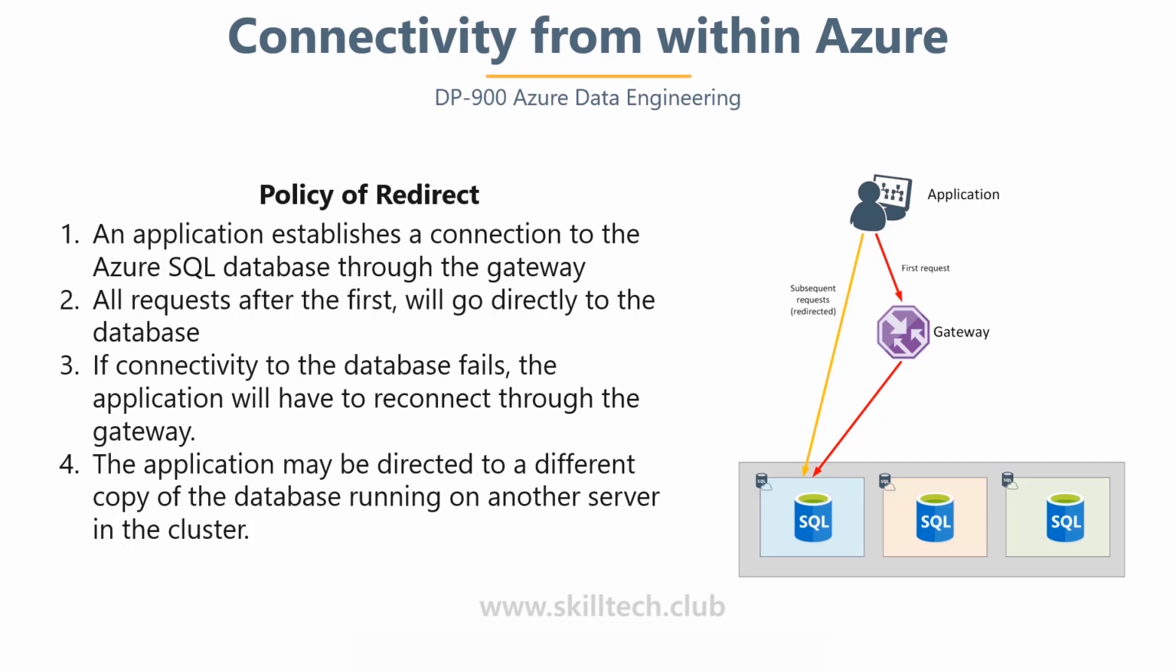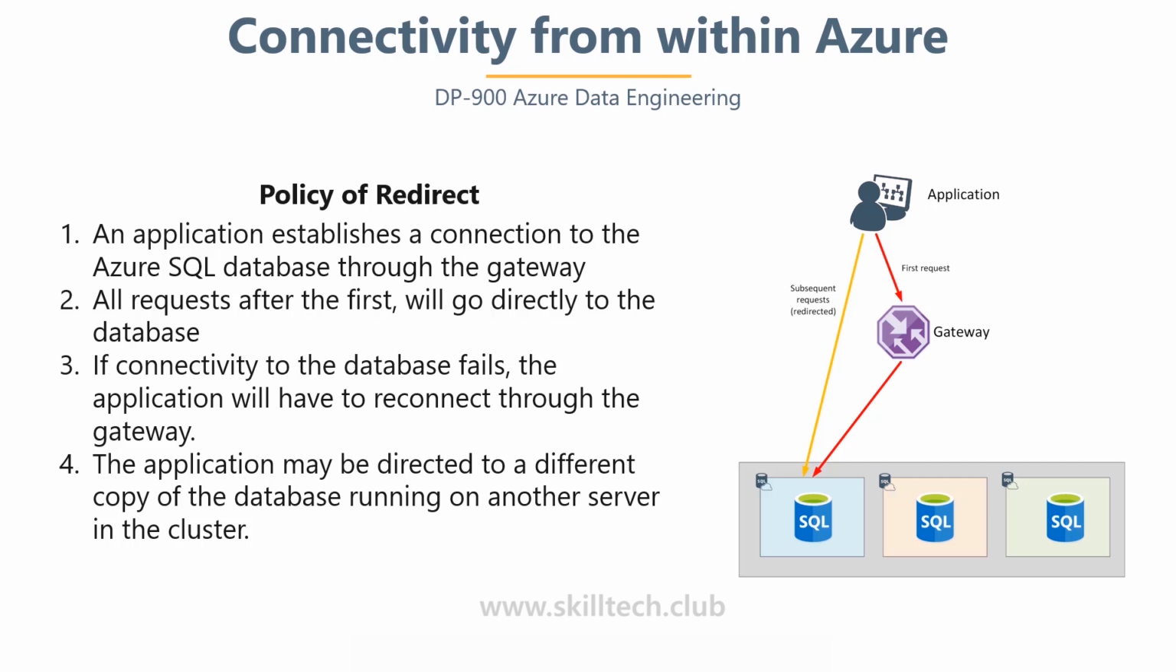Or maybe they can connect via some kind of traffic manager or application gateway. All the options and possibilities are available in Azure. So there are chances that you can use a redirect policy, where an application is going to establish a connection to the Azure SQL database through the gateway. All requests after the first will go directly to the database.